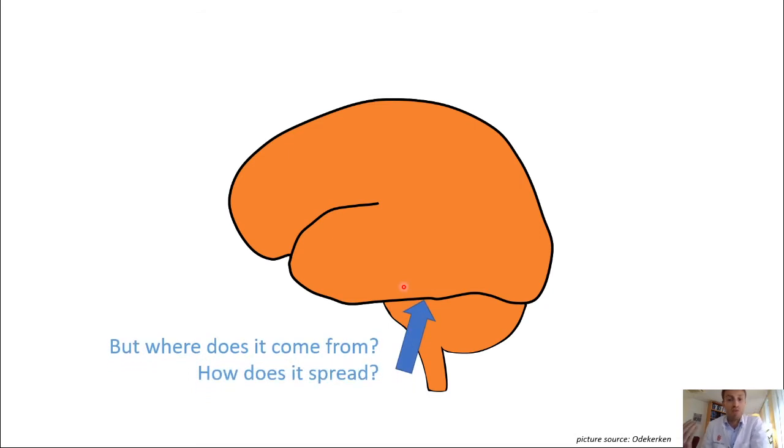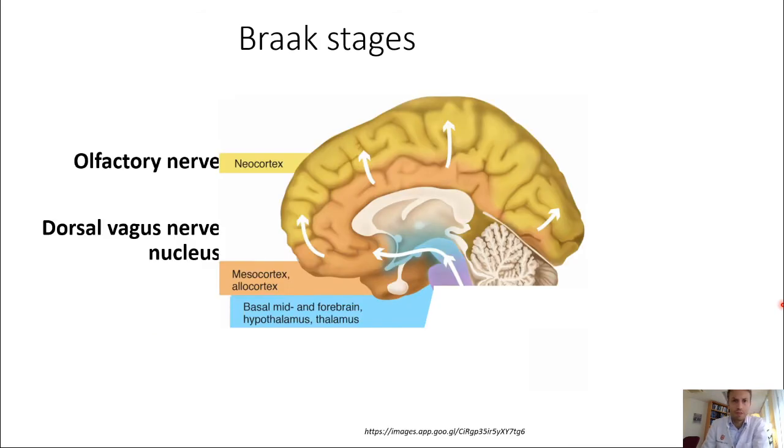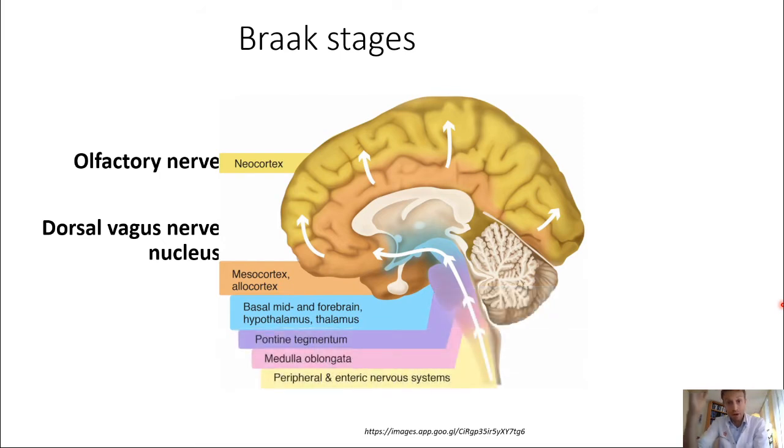But where does it originally come from, and how does it spread? The Braak stages of Parkinson's disease have been described for many years now, reaching eventually the cortex, but starting in the basal and mid-forebrain, hypothalamus and thalamus. But if you go even further back, you see that it enters the brain in your vagal nerve cores, and even before that, it's already present in the peripheral nervous system, mainly of your nose and your enteric nervous system, so your gut.